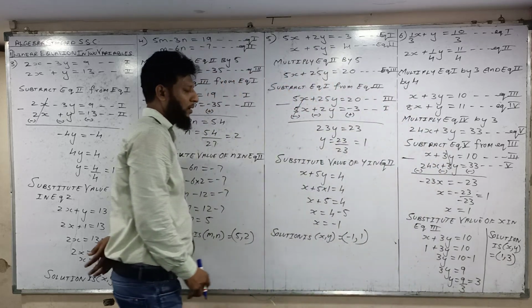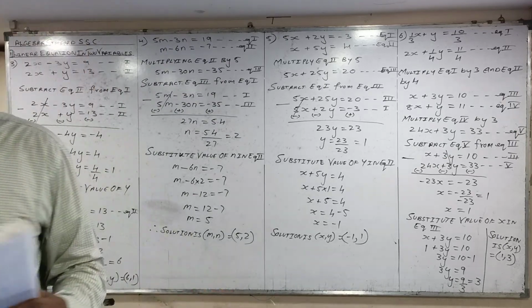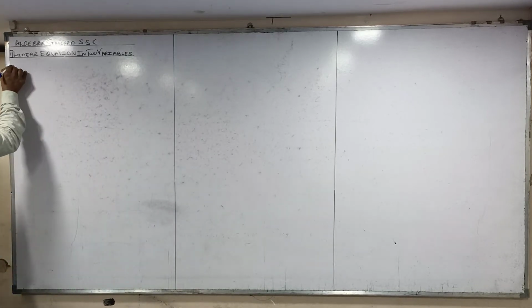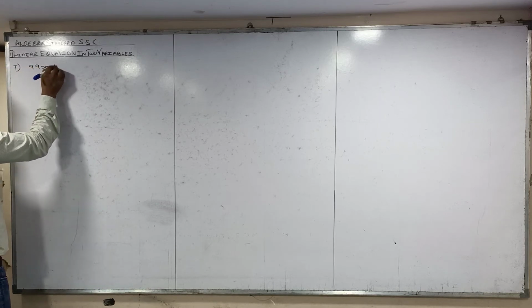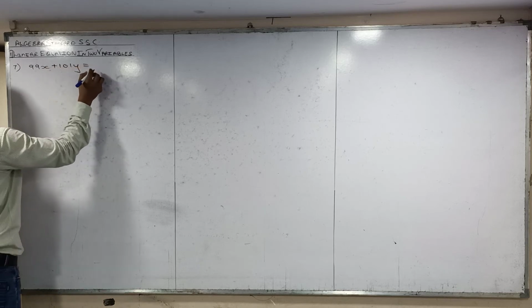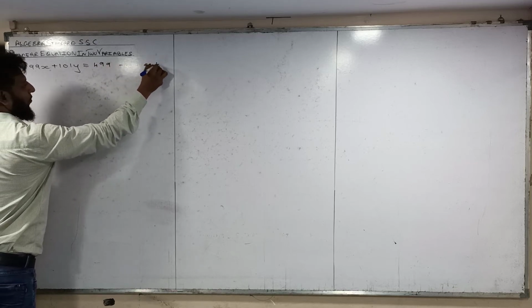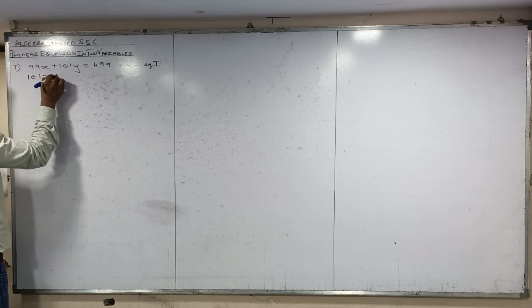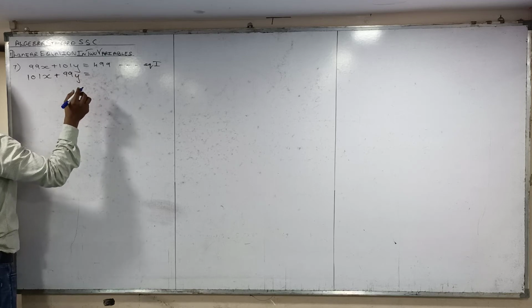Okay. Now sum number 7. We'll do 7 sum. Question number 7. 99x plus 101y is equal to 499. So this is our equation 1. And equation 2, 101x plus 99y is equal to 501.